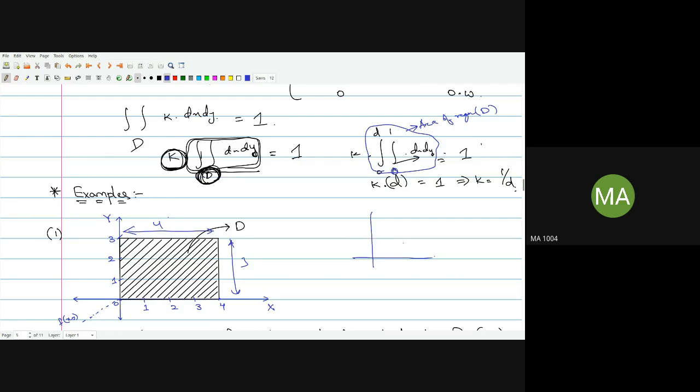Yeah, correct. So if I have f of x, let's suppose f of x is like this, if I am integrating it from 1 to let's say 4, so 1 to 4 f of x dx will give me the area under this curve.